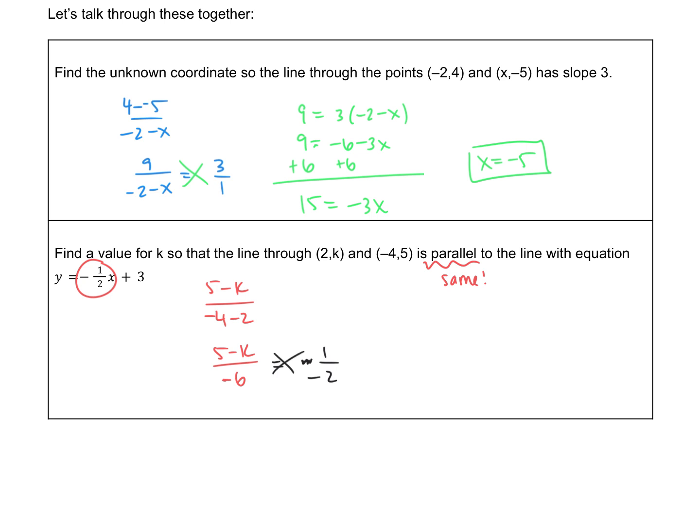And now, cross multiply. 1 times -6 is just -6. When you cross multiply, you're setting equal then. So we have -2 multiplied by 5, subtract k. So then if I distribute, I have -6 is equal to -10, add 2k. Add my 10 on over. So I get 4 is equal to 2k, so k equals 2.